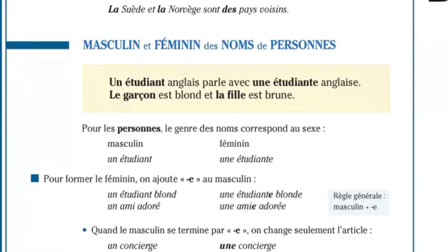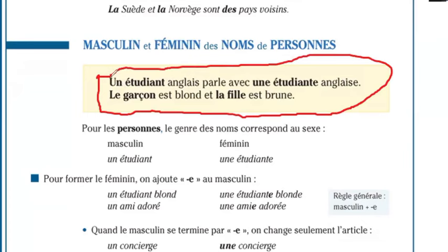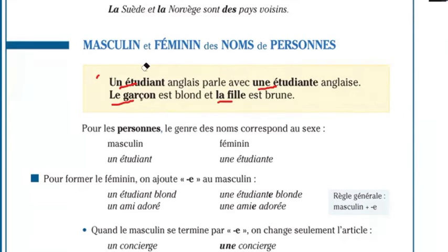Now look at this screen in front of you. We have this section, un étudiant anglais parle avec une étudiante anglaise. In this section, you find the word étudiant, that's a noun, student. You have étudiante, feminine. You have le garçon, masculin, and la fille. So, le garçon est blond et la fille est brune. From what you see so far, nouns are either masculine or feminine, and the articles are either definite or indefinite. We'll talk about these articles briefly, but just know we have definite articles, indefinite articles, and partitive articles. We call them generally déterminants in French.